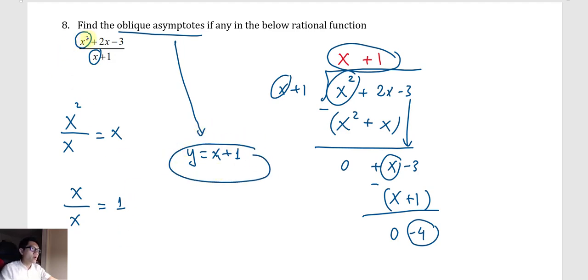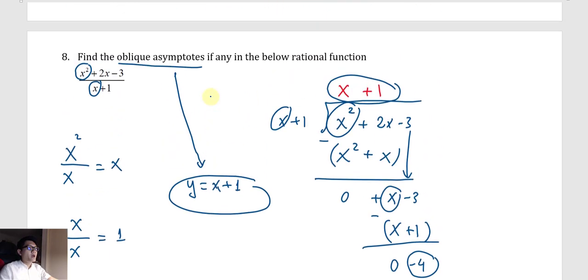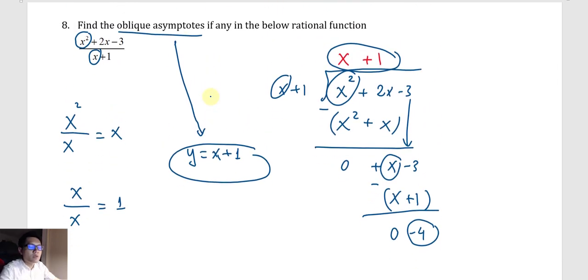Okay, so make sure that the degree on the top is 1 more degree higher than the degree of the bottom.